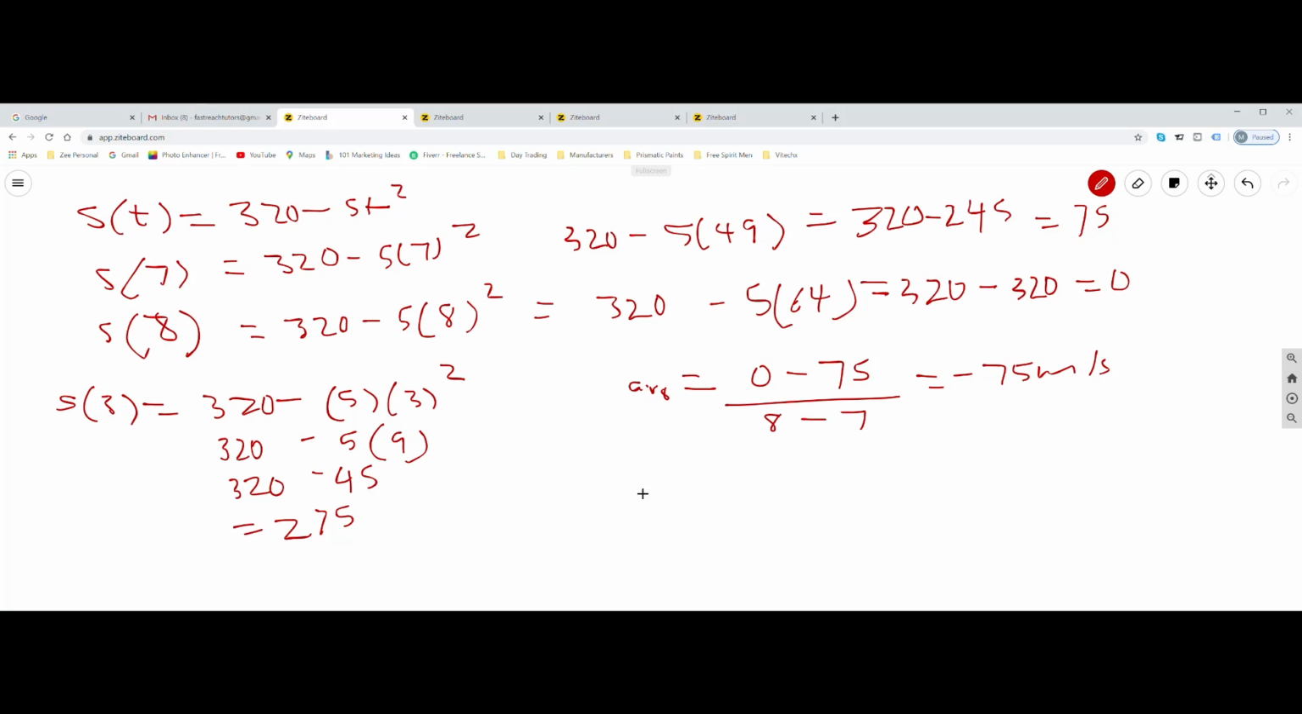So we should find the average change between 8 and 3. So at 8 it was 0. At 3 it was 275. And it was 8 and 3. So you're left with negative 275 over 5, which is equal to negative 55 meters per second.